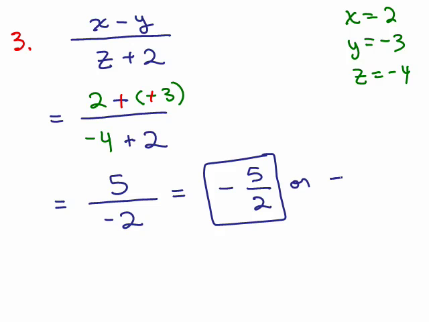Or you could write this as a mixed number. Just make sure the fractions are reduced. And in both of these, the fraction is reduced because there's no number that goes into 5 and 2 or 1 and 2 except 1.